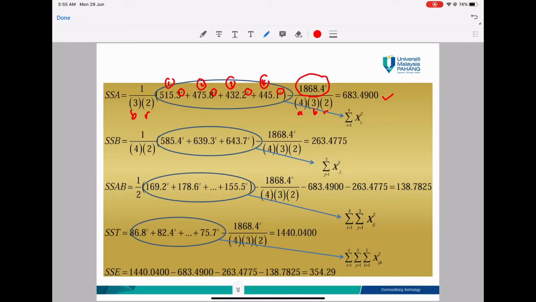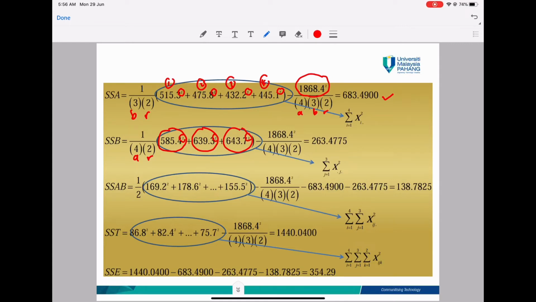The next one is the SSB. SSB equals 1 over AR, which is 24, and then this is the summation for the first column, second column, and the third column. And then also don't forget the square value.